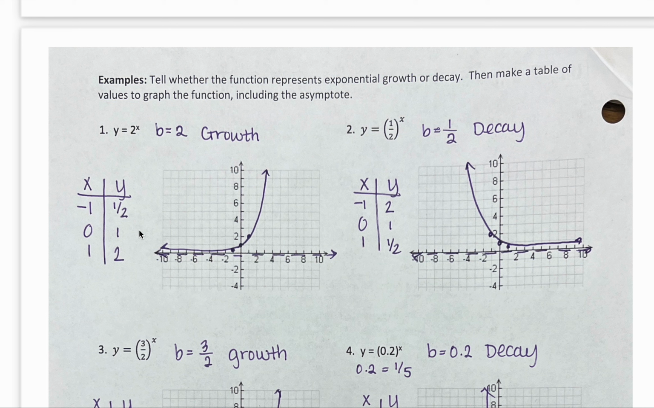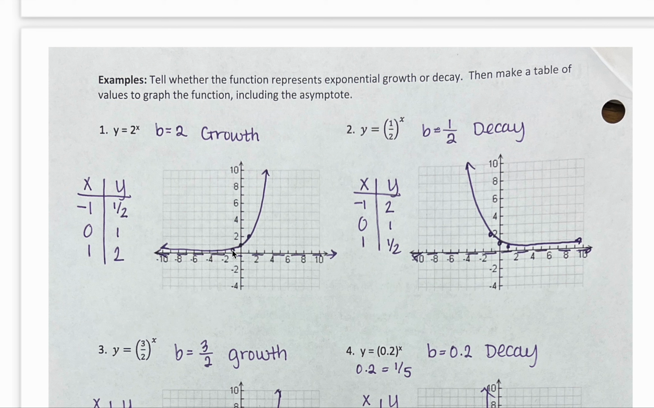I always make the same table, -1, 0, and 1 for my x's. So we just plug in: 2 to the negative 1 becomes 1 over 2. Remember that negative exponents flip whatever the base is, okay? If I plug in 0, 2 to the 0, anything to the 0 power is 1. And then 2 to the first is 2. So those are my 3 points.